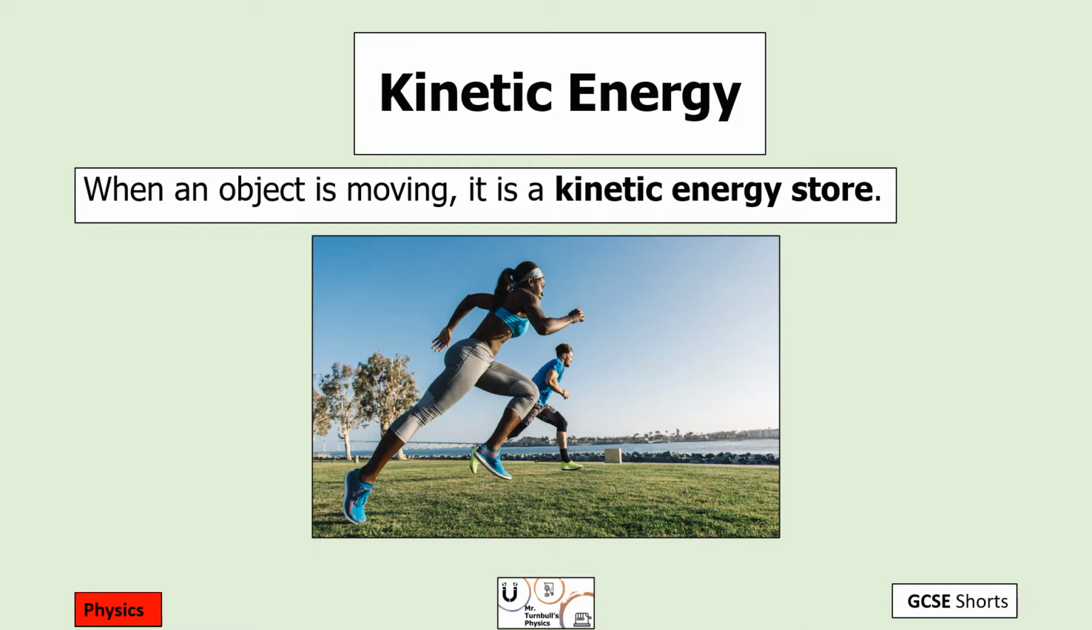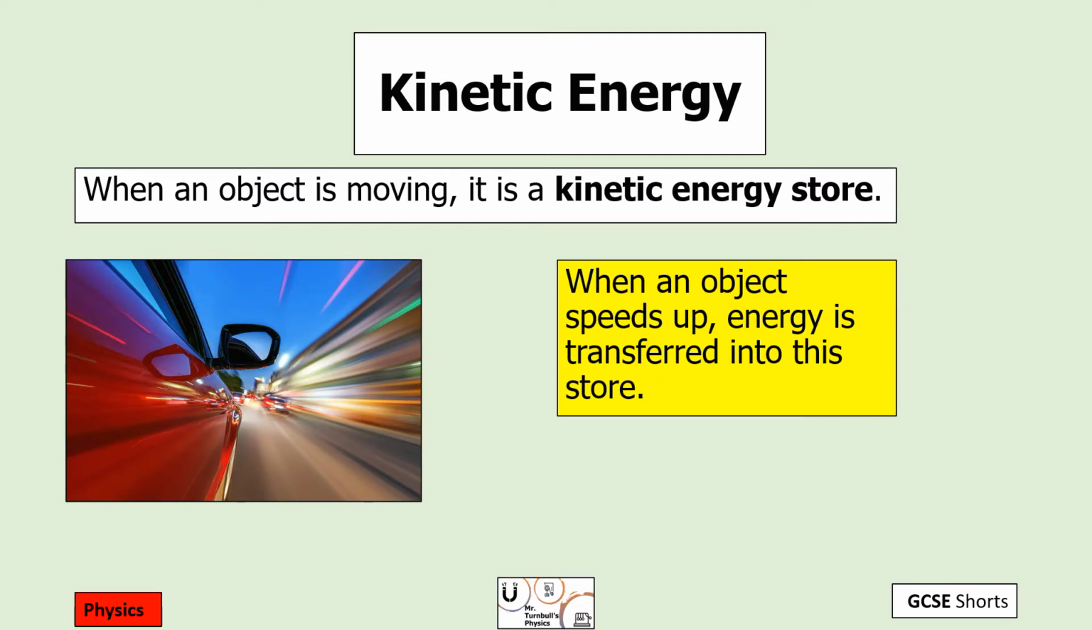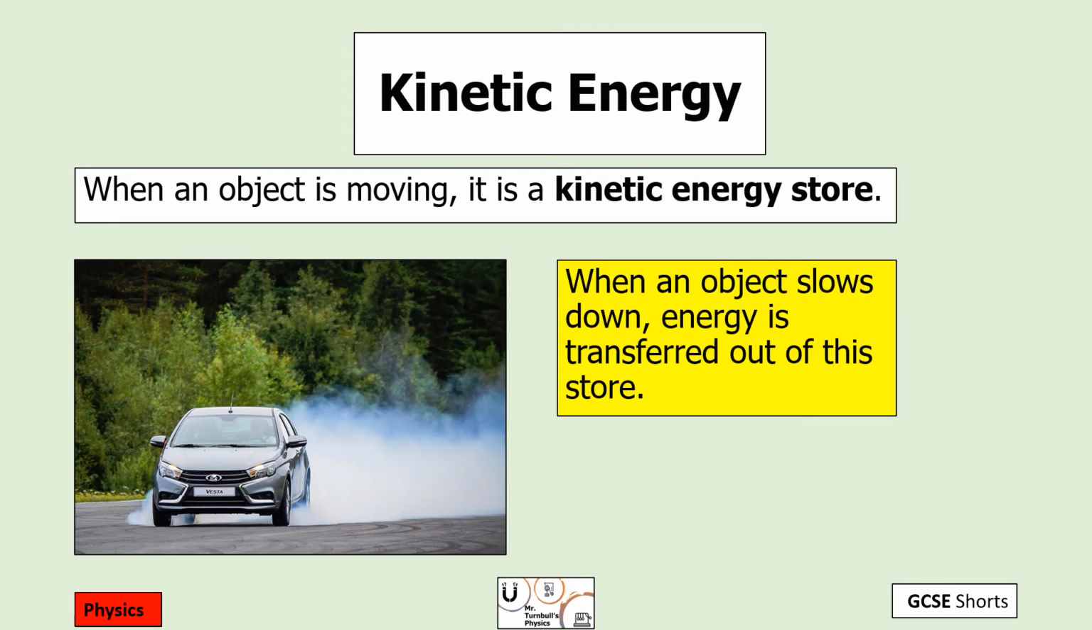Kinetic energy is when an object is moving, it becomes a kinetic energy store. So this means that when an object speeds up, energy is transferred into the kinetic energy store, whilst when an object slows down, energy is transferred out of the kinetic energy store.